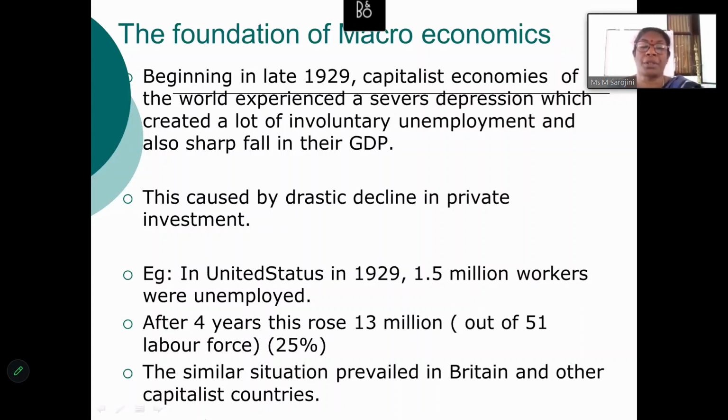Once there is none of those things, what happens? The production will be reduced. At the same time, employment is also reduced. That means it leads to unemployment.